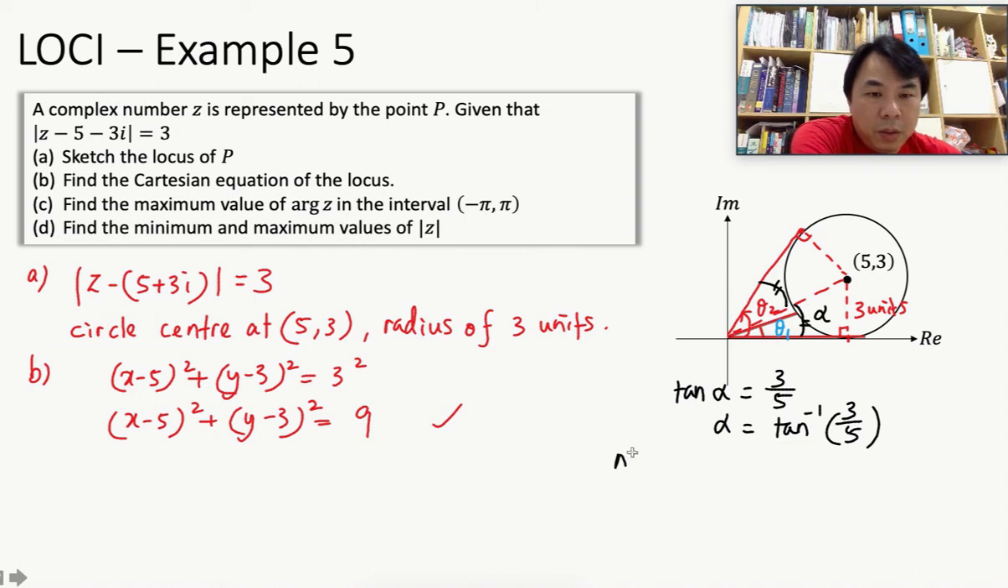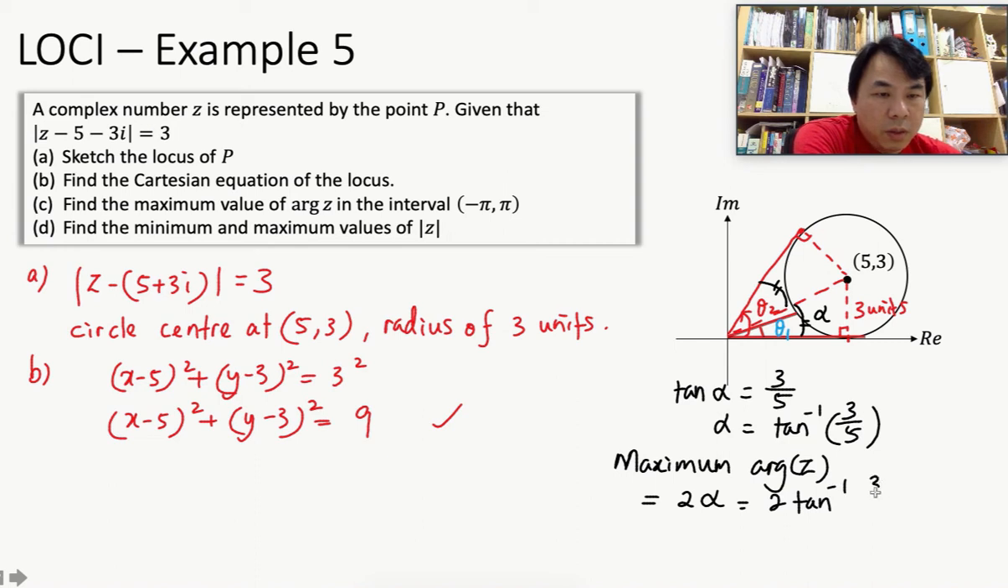And then the maximum argument, don't forget, the maximum argument for z must be equal to twice of this alpha, which is the same as twice of this inverse tangent 3/5 here. And then if I were to key into my calculator, hopefully it will give me the answer there. Just let me try. That is tangent inverse 0.6. Yep, correct.